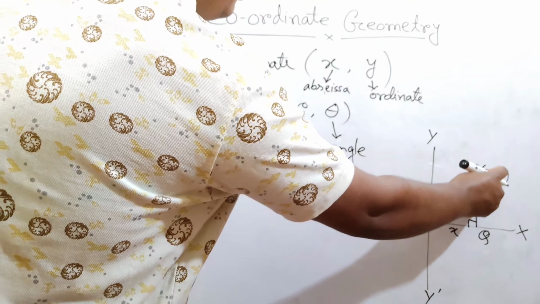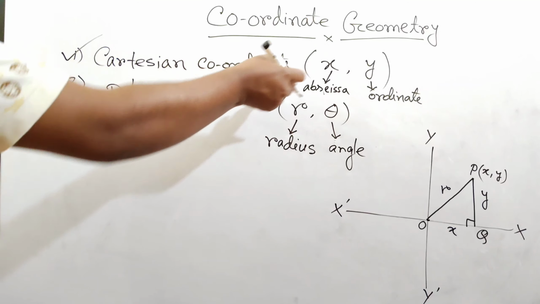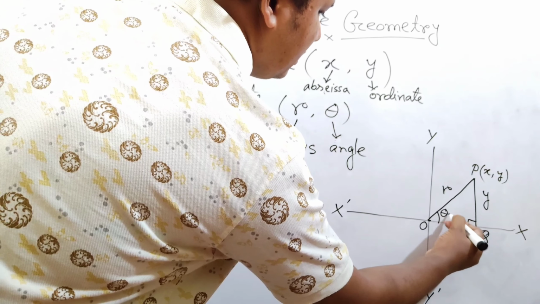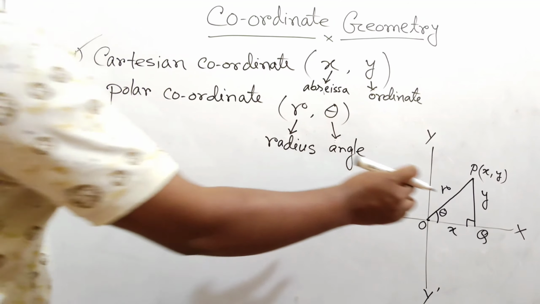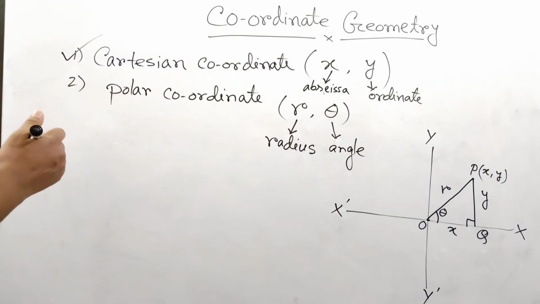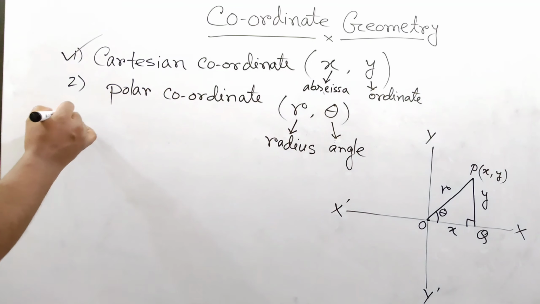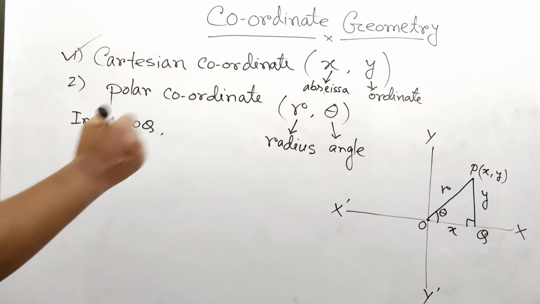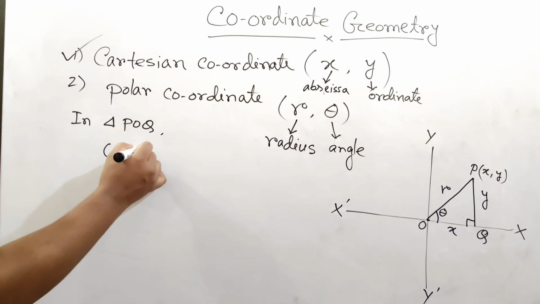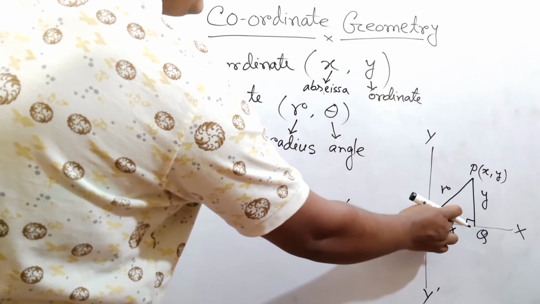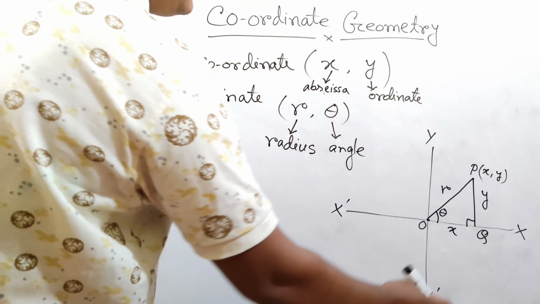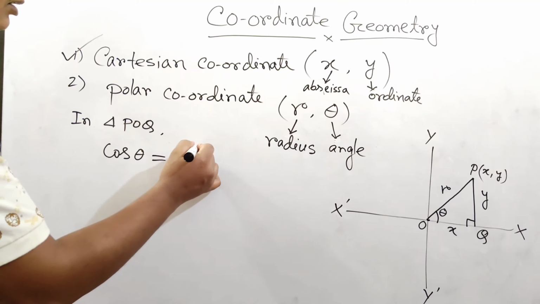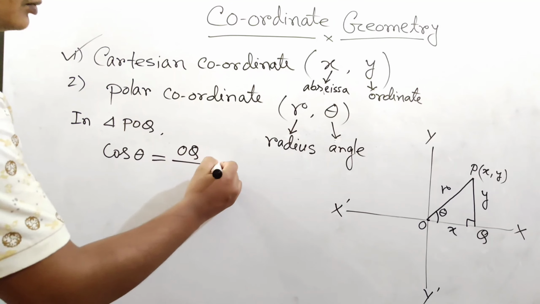From this triangle we can find some relation between Cartesian coordinate and polar coordinate by using trigonometry, and we can consider this angle as theta. Now we will find the values of OQ and PQ in terms of theta. In this right triangle POQ, cos theta equals, if we consider this angle theta, this is the adjacent, this is the opposite, and this is the hypotenuse. For cos, that is adjacent over hypotenuse, that is OQ over OP.